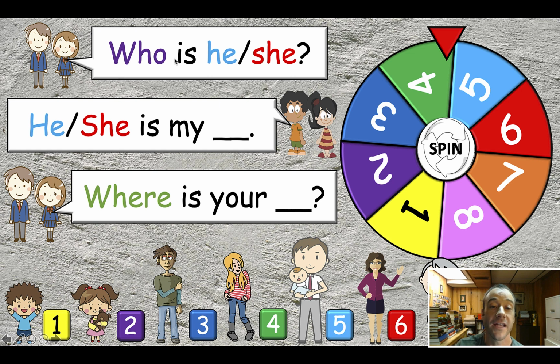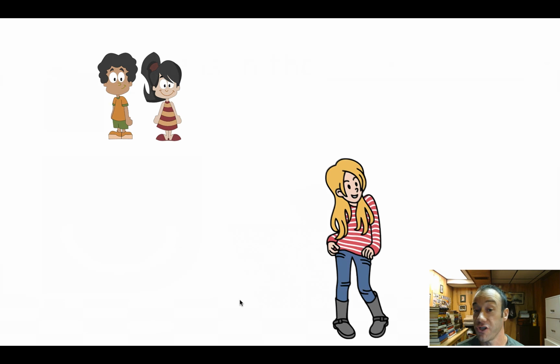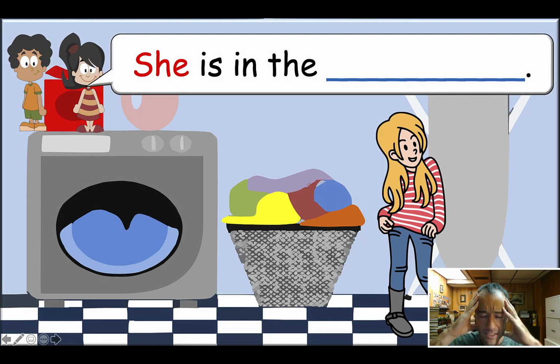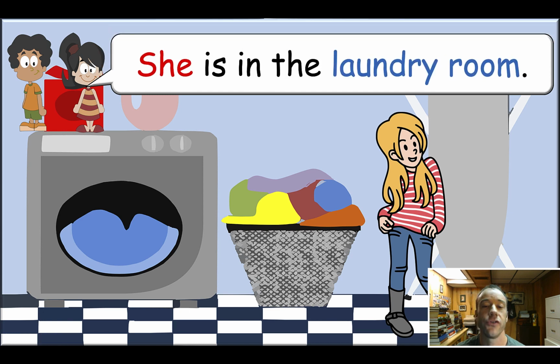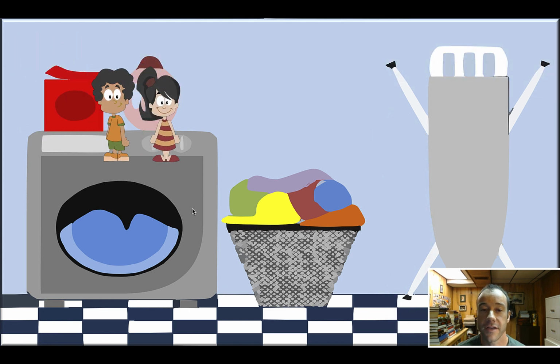So who is she? The student says, she is my older sister. The first student says, where is your older sister? All right, click. Let's see where she is. What room is that? What room is that? Oh, I remember. She is in the laundry room. Okay, good. Click to go to the next slide.